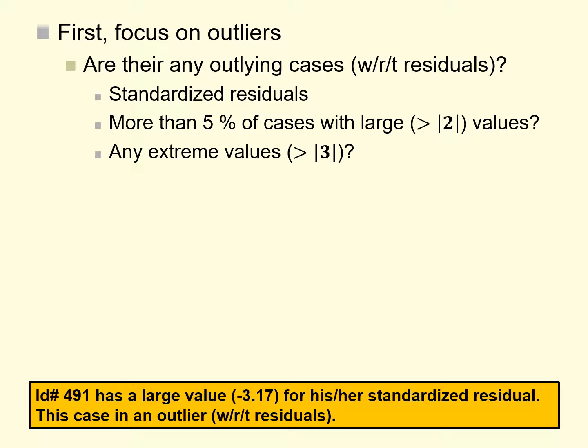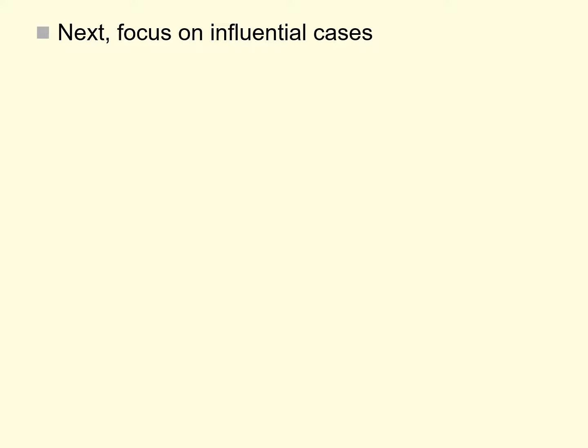Now, it happens to be the case in this data set that there's one case who has a large value for his or her standardized residual. So that person is, by the definition we're using, an outlier. Although the simple fact that there's just one person in this data set, or maybe one or two, I mean, big data set, it took me a while to look through it, doesn't really worry us too much. It doesn't seem to be the case that there's a very large number with extreme values or even with fairly large values. Next, let's focus on influential cases.